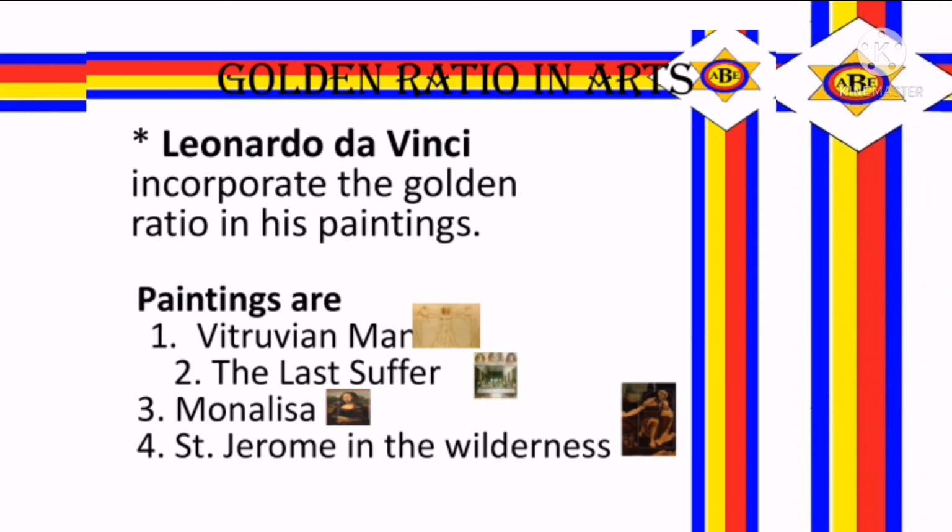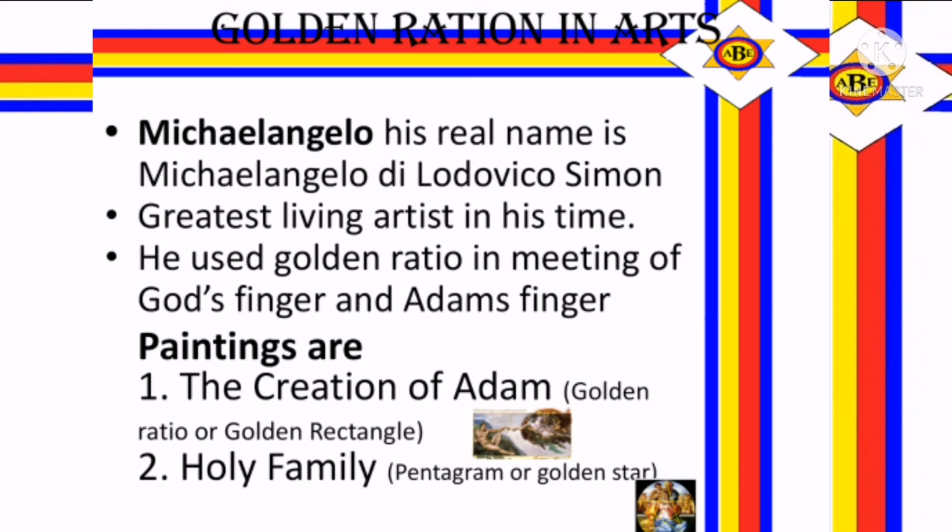Actually, he incorporated the golden ratio in his paintings. His paintings are Vitruvian Man, The Last Supper, Mona Lisa, St. Jerome in the Wilderness. Now, let's have Michelangelo. His real name is Michelangelo di Lodovico Simoni. He is the greatest living artist in his time. He used the golden ratio in the meeting of God's finger and Adam's finger. His paintings are The Creation of Adam, Holy Family.